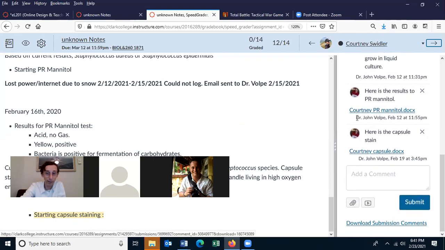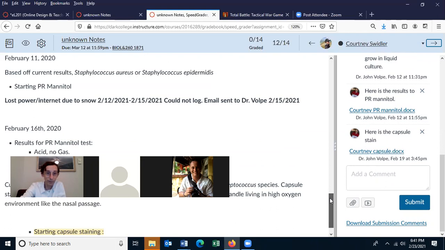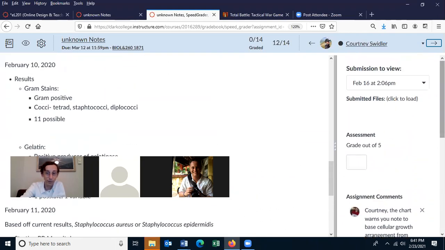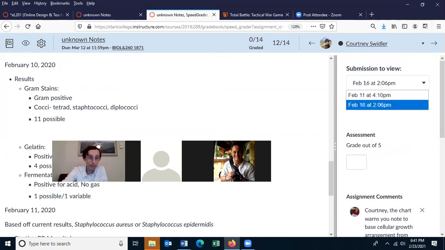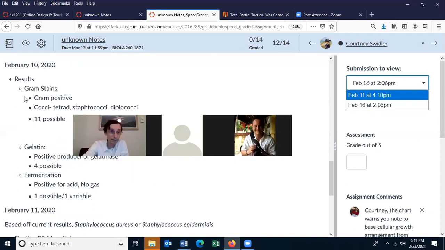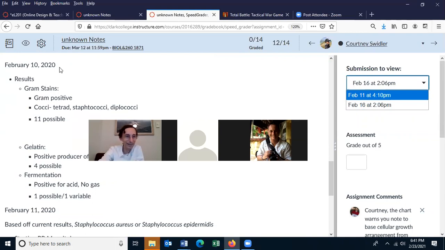The point is, on the right I give notes as well as the results. Like this is the PR mannitol test, and there's the capsule stain test, and she is doing correct. She's on the left submitting things, and you can see she submitted more than once. She submitted 2 times, and she's got February 10th. If the date's wrong, it's fine because I've got a date up here. It's just the year that's wrong. Oh, not a problem. Yeah, I see that's wrong.